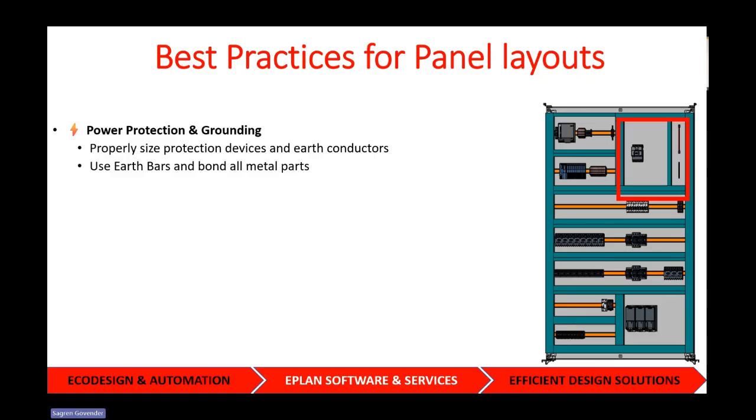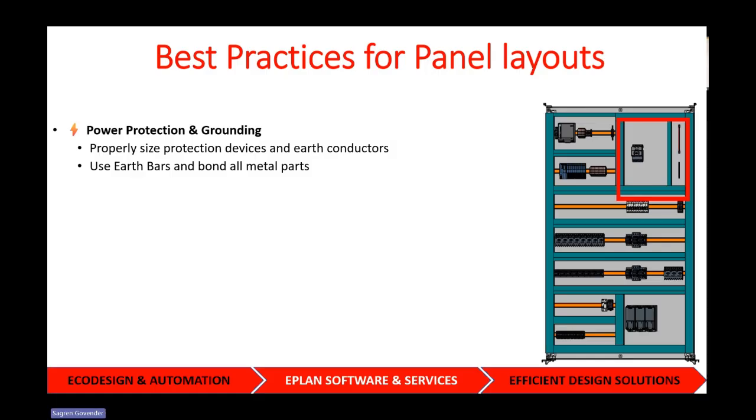Use good quality earth bars, the ones with double screws. So specify that, so if one comes loose, at least you've got another one in there to hold your earth. And make sure everything is bonded, like all your metal parts in your panel. And make a note in your drawings to make sure that the gear tray is bonded to your frame, is bonded to your side panels, your doors, and all of that stuff.